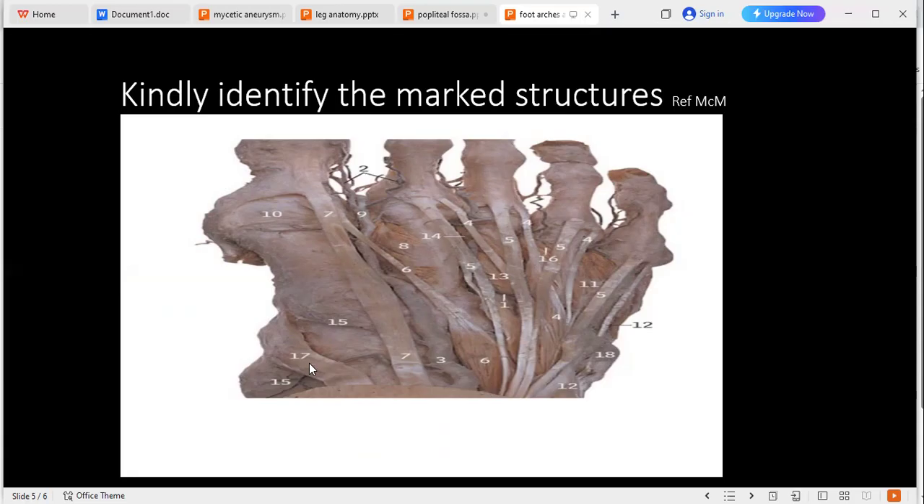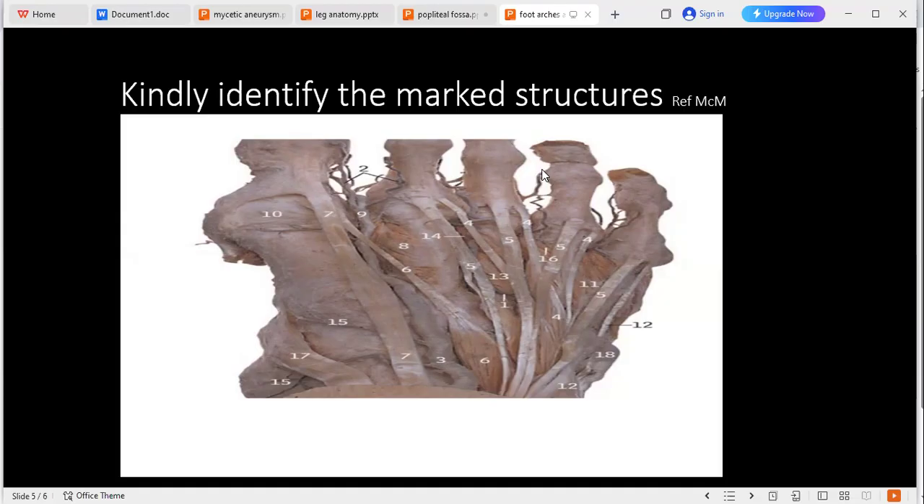If you can show me the surface marking of extensor hallucis longus. In other words, tell me the origin and insertion, if you could see in the image. Extensor hallucis longus is inserted in the dorsum of the distal phalanx of the big toe. Please tell me the nerve supply of extensor hallucis longus. Deep peroneal nerve. Okay, very good.